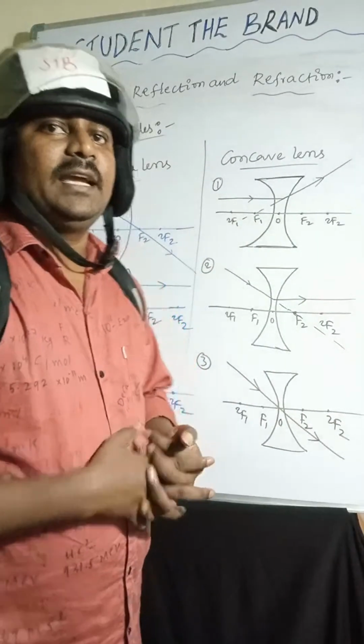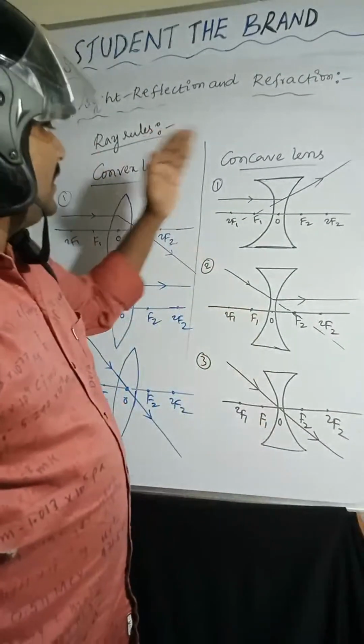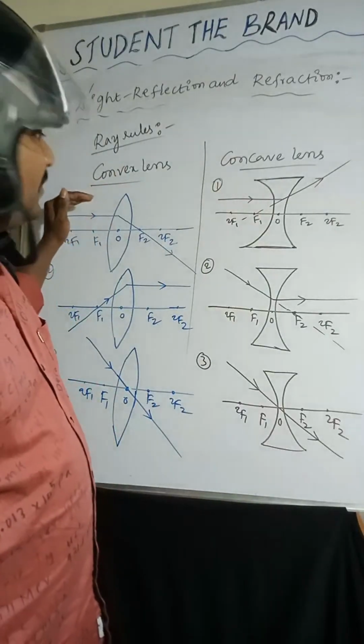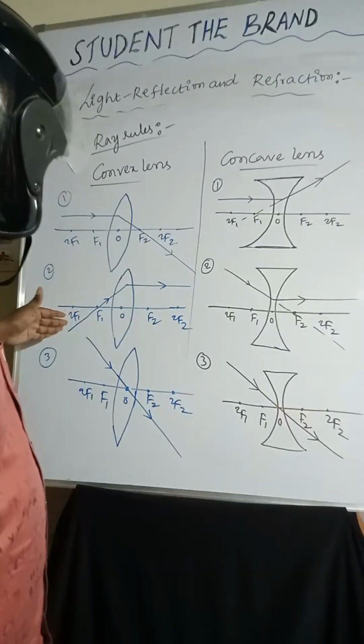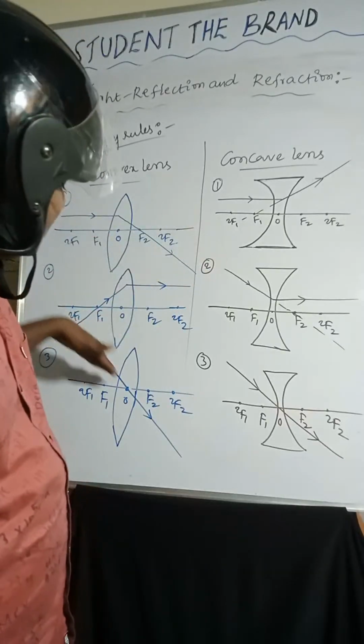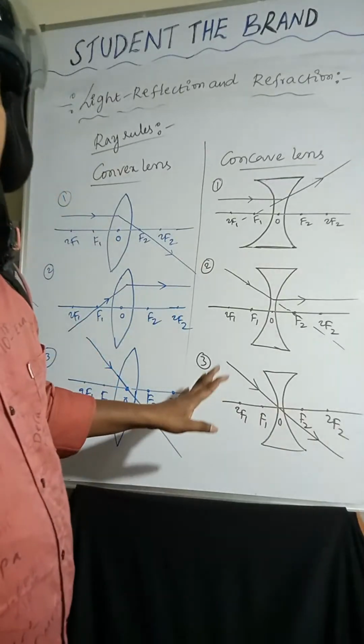Okay. So once again, convex lens and concave lens. Convex lens, light ray is parallel to the principal axis. After refraction passes through focus. Light ray passing through focus after refraction moves parallel to the principal axis. Light ray passing through optic center, so no deviation takes place.